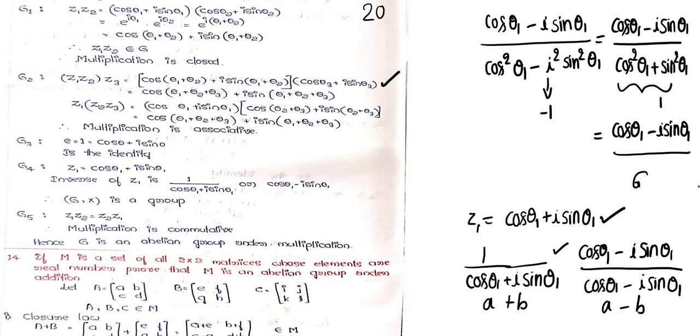Therefore, we can say that (G, ×) is a group. Next, we want to show the commutative law. For this commutative law, we need two elements.